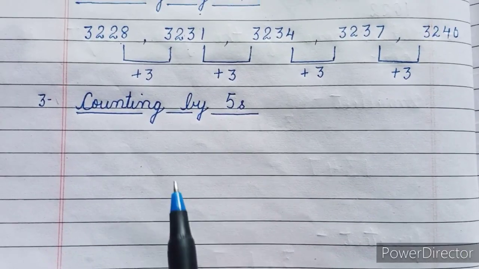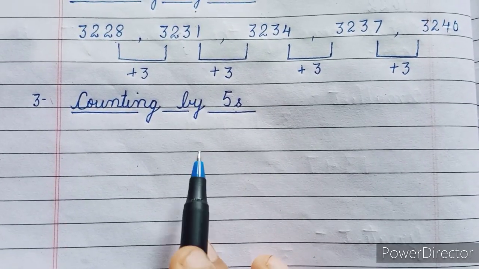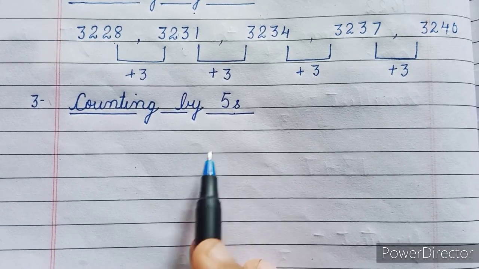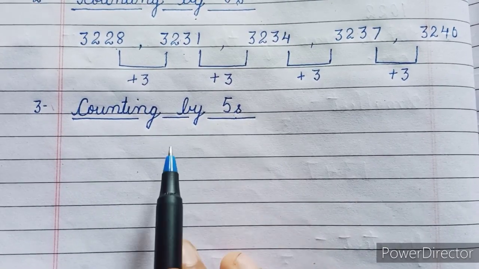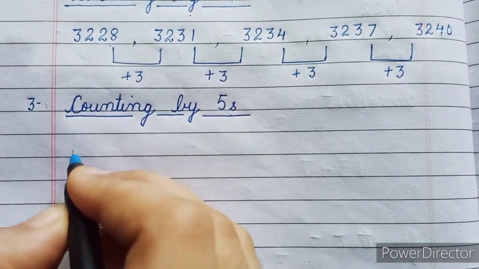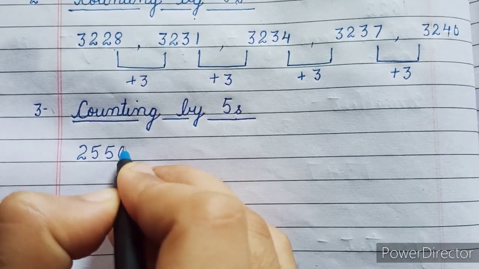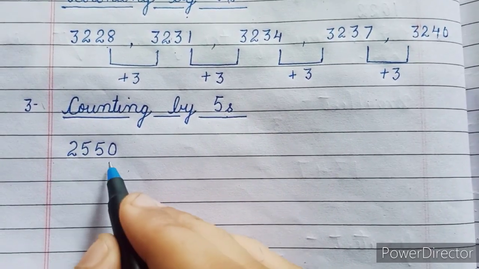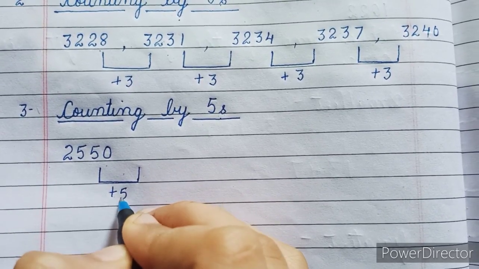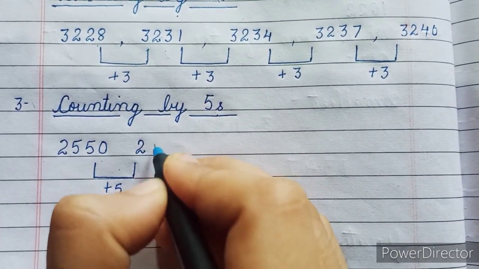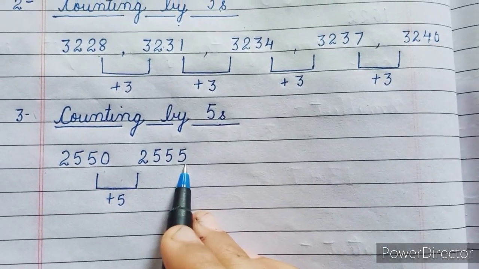Okay. Now the next topic is skip counting by fives. Children, there is a gap of 5 between two successive numbers. It means there will be a difference of 5 between two successive numbers. Okay? Example, 2550. So children, 2550, now we have observed it. So 2550 plus 5 is 2555. That means it is forward counting by fives.